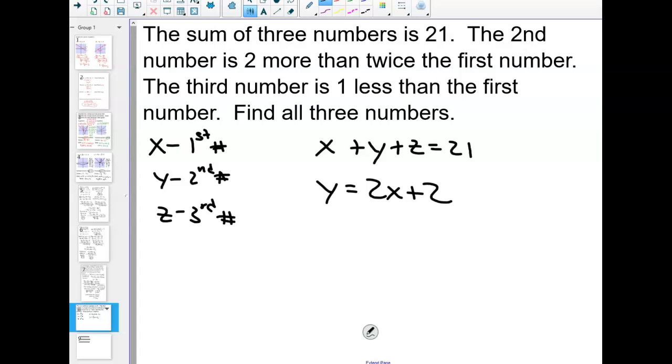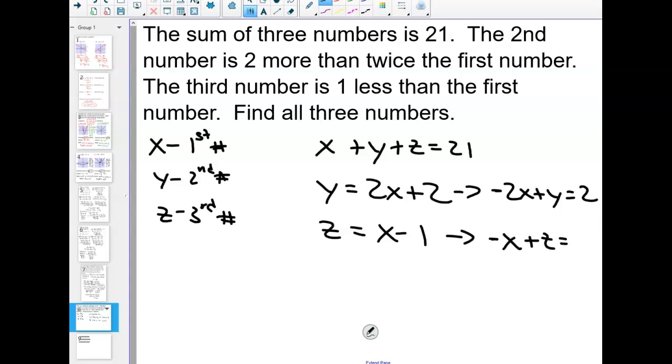The third number is 1 less than the first number. So x minus 1 gives me my third number. My advice here is to get the variables all on one side. So I'm going to change this equation to negative 2x plus y equals 2. And I'm going to change this bottom equation to negative x plus z equals negative 1. And now I'm going to rewrite my equations.